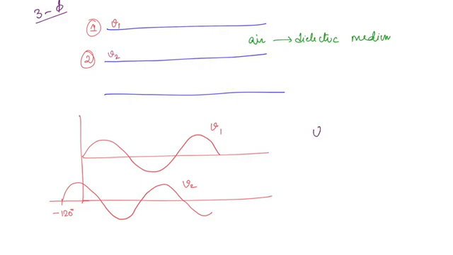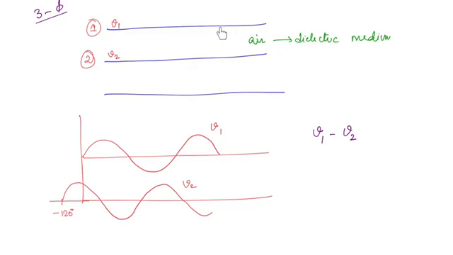Now if you take the potential difference between the two lines, what will it be? V1 minus V2. And we can see from this wave here that this difference is going to keep varying with time. If you take, for example, from this point to this point, the potential difference is larger as compared to these two points, right? So V1 minus V2 is always changing.